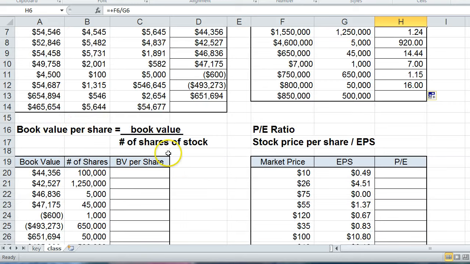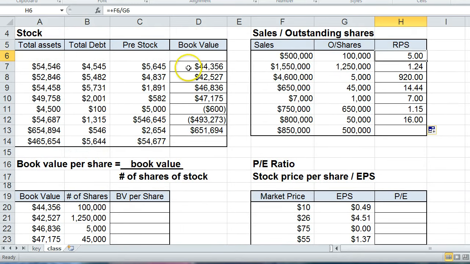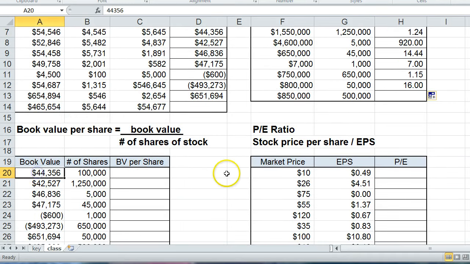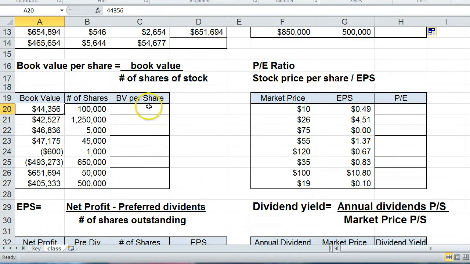Okay. Now, book value per share. So you have the total book value here. The book value per share is just taking this book value, see how this book value number here equals this book value? I just copied that down. But we want to take our book value per share. To calculate our book value per share, we're going to take our book value and divide it by the amount of outstanding shares. And that gives us our book value per share.